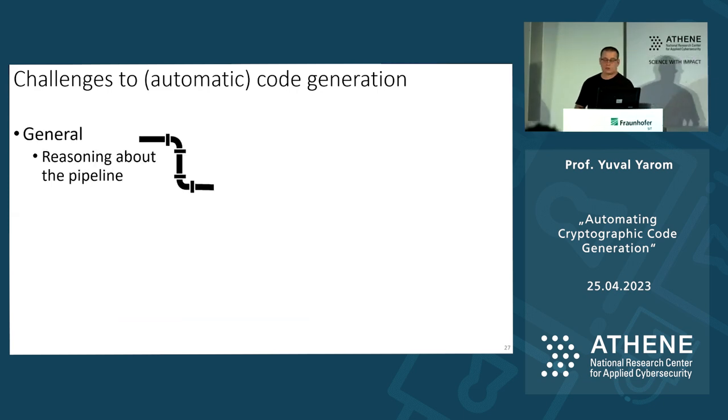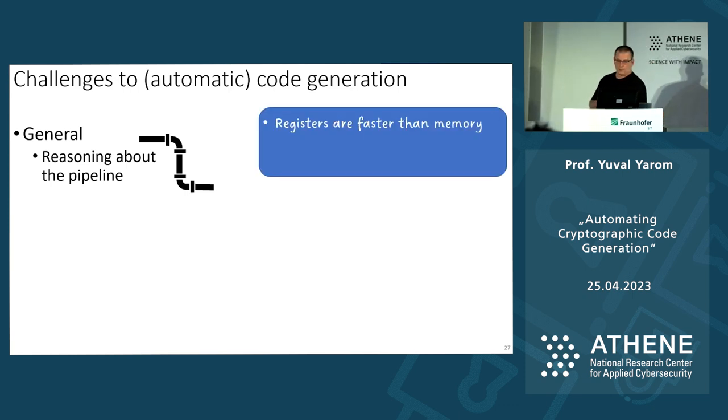The first challenge is that we need to reason about how the processor processes the code. If we don't know how our processor processes the code, we cannot generate optimal code for that processor. It's very easy to see. So for example, here's a question for you. We know that registers are faster than memory. Everyone knows that, right?